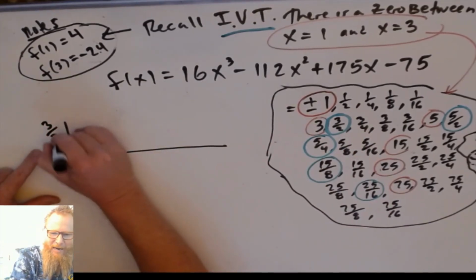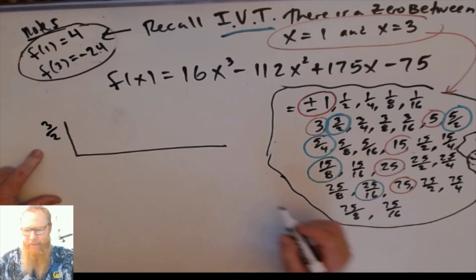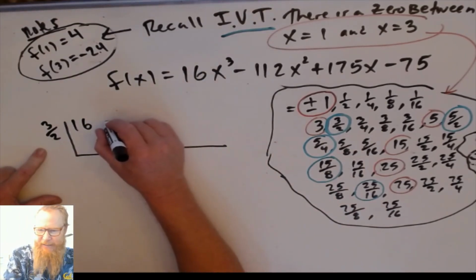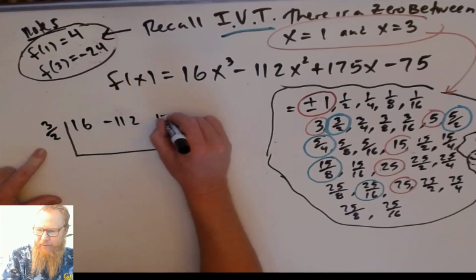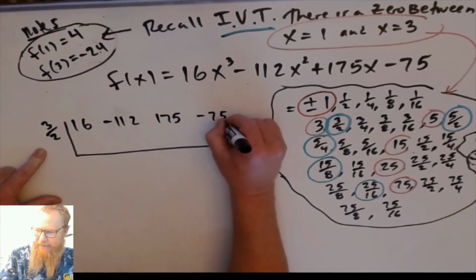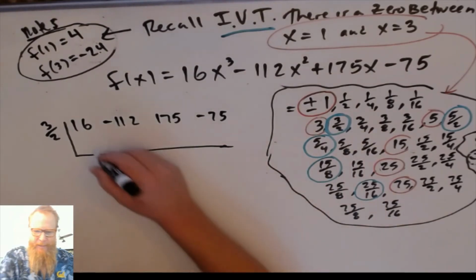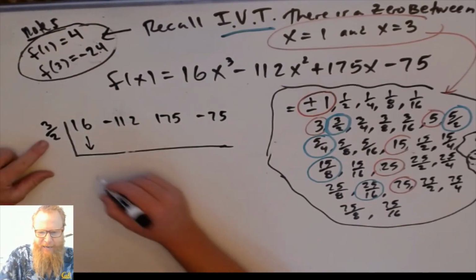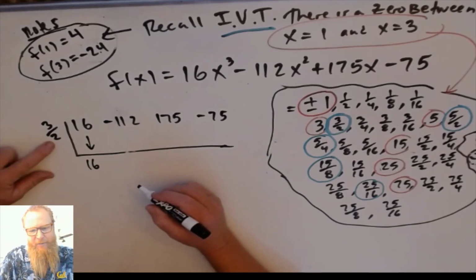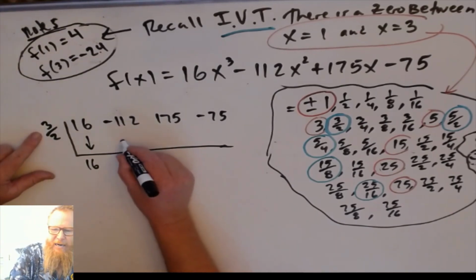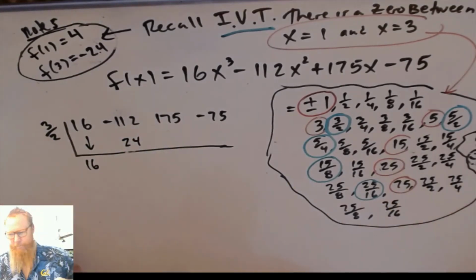So 3 halves. Now my dividend is still the same: 16, negative 112, 175, and negative 75. Bring it down. 3 halves times 16. Well, divide by 2 and then times by 3. That gives you 24.